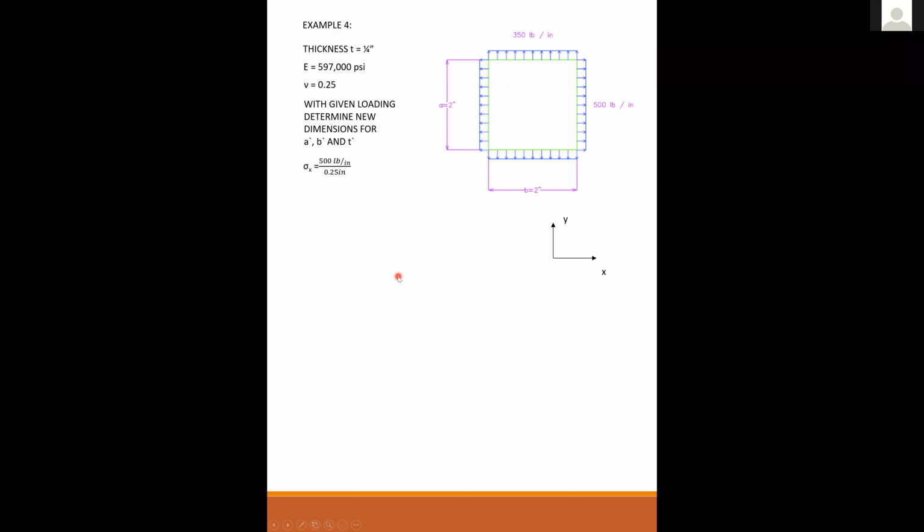Okay. So sigma X is equal to the force per inch divided by the thickness of a quarter inch. That gives me 2000 PSI. So that's my tensile sigma X. Sigma Y similarly is 350 pounds per inch over a quarter inch, gives me 1400 PSI. And sigma Z is 0 PSI.